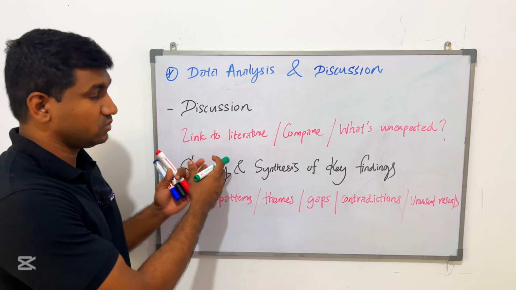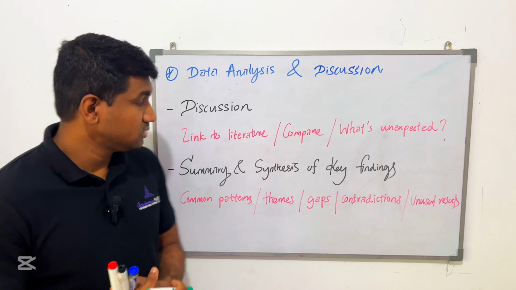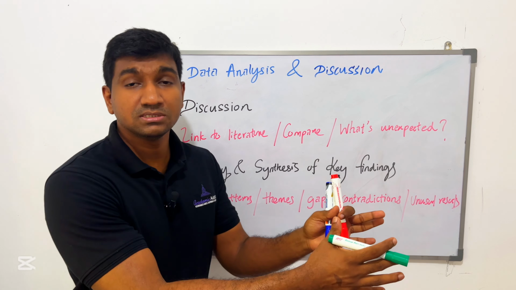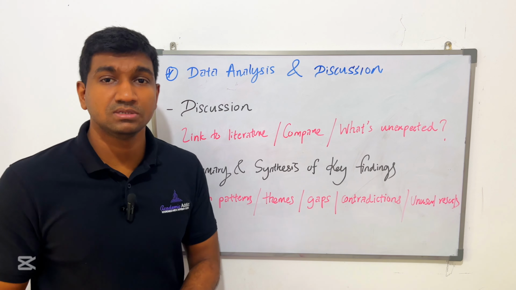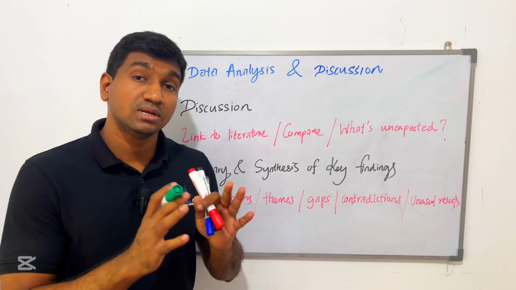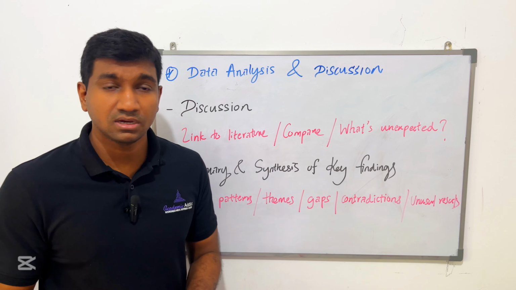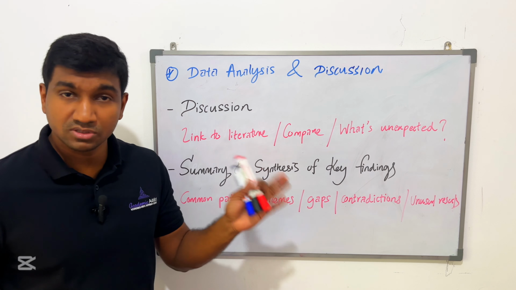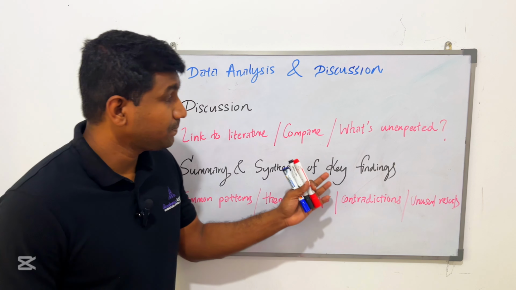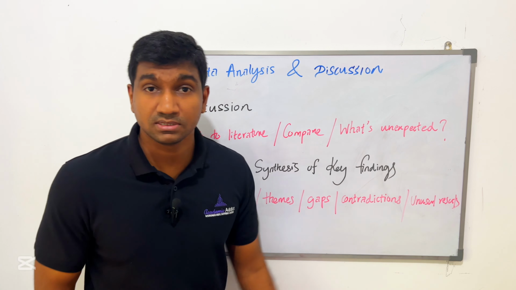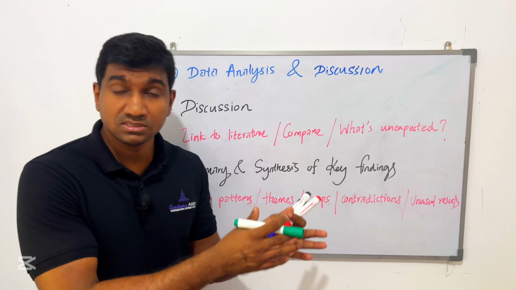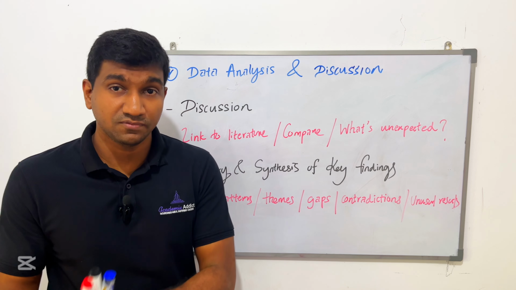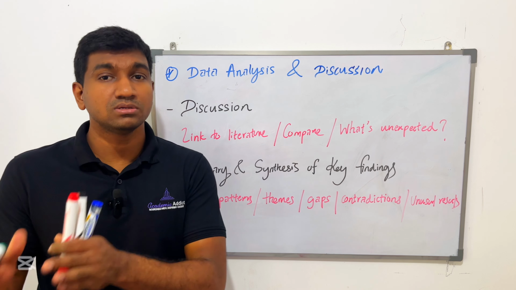So you have to compare and contrast. So literature plus your data findings. There could be similarities, there could be contradictions. That doesn't matter. You need to discuss whatever the results are. You need to discuss linking to your literature, and you need to compare, and you need to tell what's unexpected. So these authors have said this, but as for the data findings, it is contradicting.